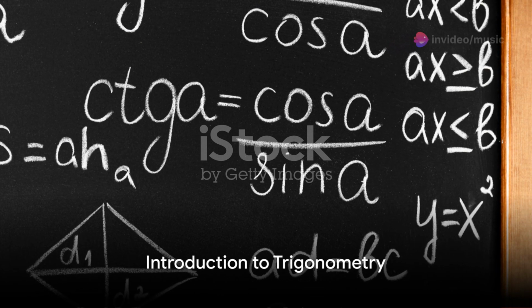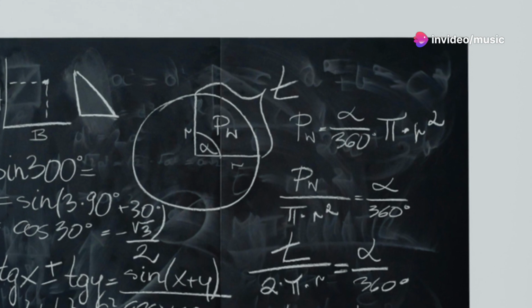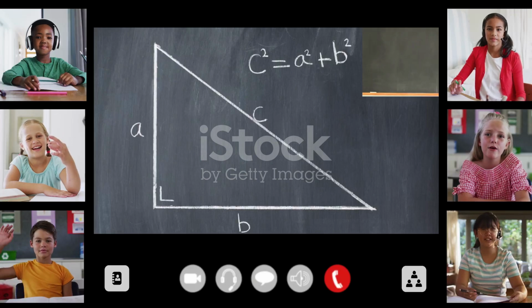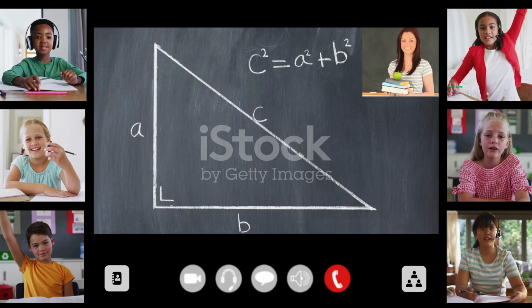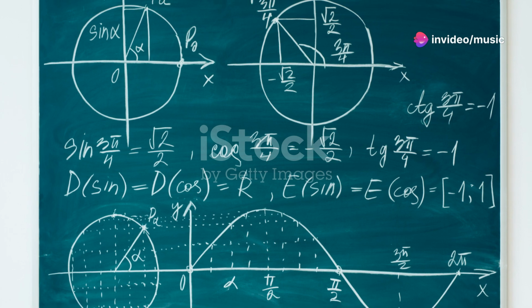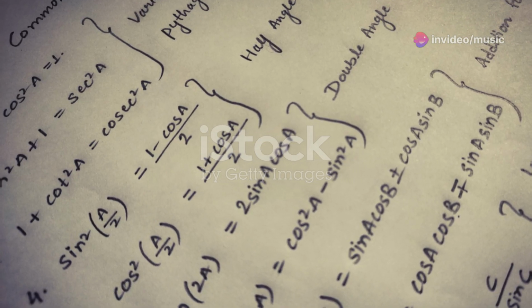Ever wondered why the ancient Egyptians were able to build the pyramids with such precision? Or how sailors navigate the vast oceans? The answer to both is trigonometry, a branch of mathematics that deals with triangles and the relationships between their sides and angles. Today, we delve into the fascinating world of trigonometry and unravel its fundamental identities.